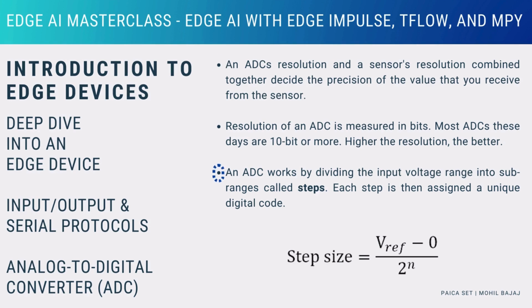Coming to the working of an ADC, it is actually pretty straightforward. First, the resolution or the number of bits and the reference voltage are used to calculate the step size using the formula shown. Once the step size is known, in the next step, the input voltage received from the sensor is compared to the step size and simply assigned a unique digital code. Let's see how this works in practice.